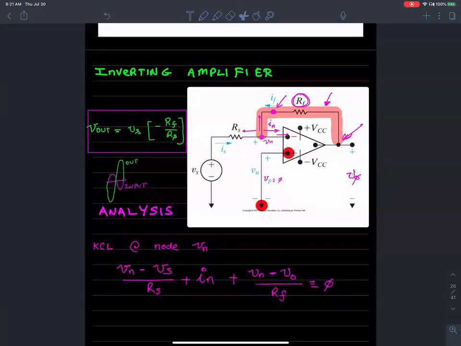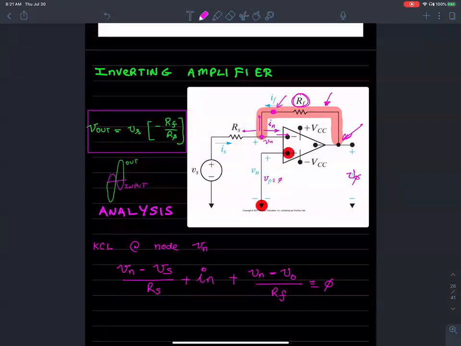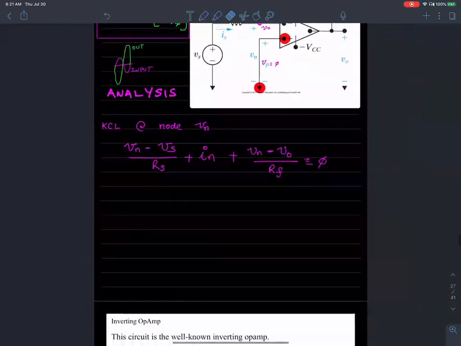Questions so far? So this is more or less the general procedure that we will follow when we are solving any op-amp problem. We'll set up KCL equations at nodes of interest. Now let's see if we can apply rule 1 and also rule number 2.